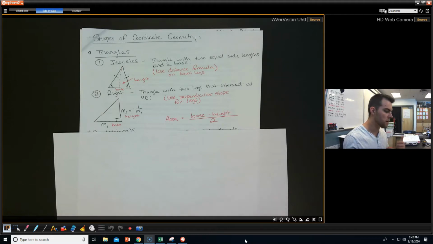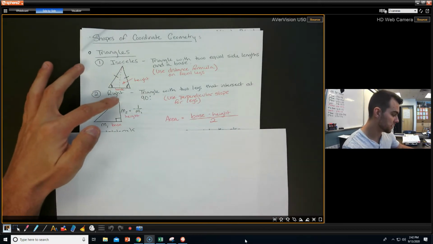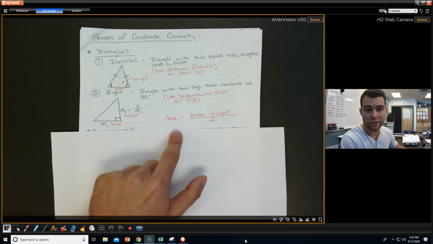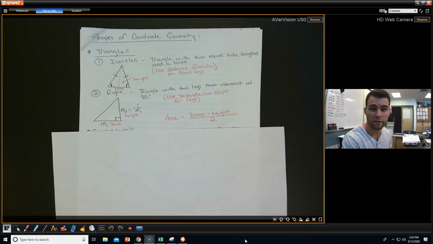And you'll be drawing these shapes. It'll give you your certain amount of points with your vertices, and it'll tell you to draw it, and you just draw those points and connect them. And then the line segments between them represent like the gradient of the line, and you can use those for the distance and whatnot. I also included the area, just in case you forgot. Base times height divided by 2, area of the triangle. Okay? Now for the quadrilaterals.